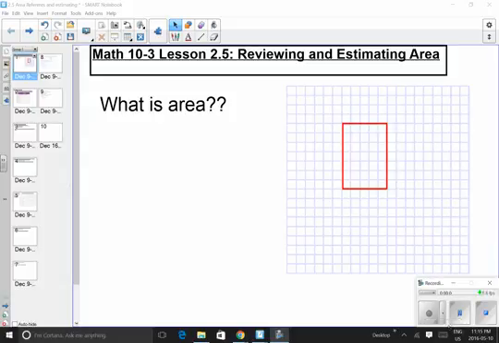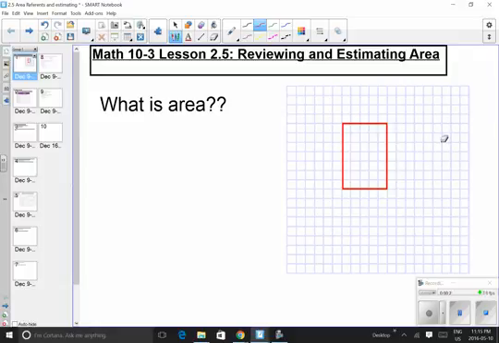Welcome to lesson 2.5, where we will review what area is and talk about estimating it. So first off, let us review what area is. We're going to be talking about rectangles. It's the basic shape and it's what area is actually based off of.